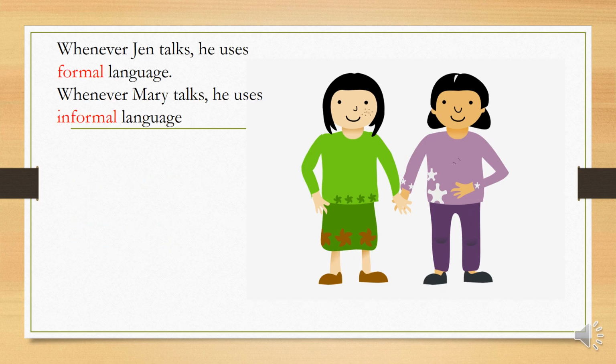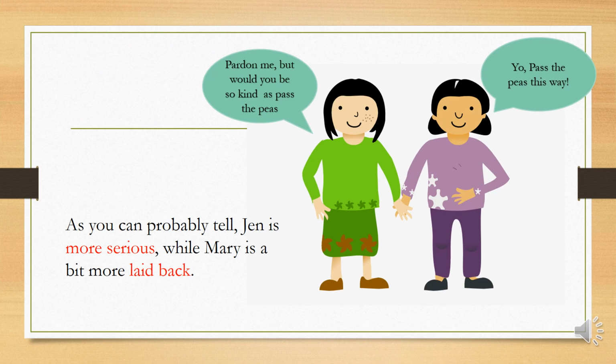Whenever Jen talks, he uses formal language. Whenever Mary talks, he uses informal language. As you can probably tell, Jen is more serious, while Mary is a bit more laid back. The way they differ from each other is an example of formal and informal language.